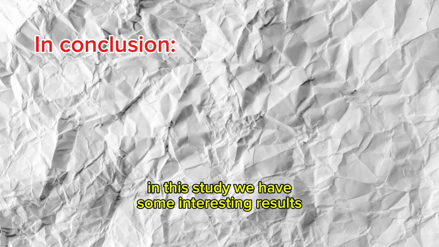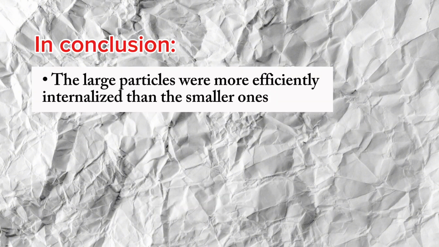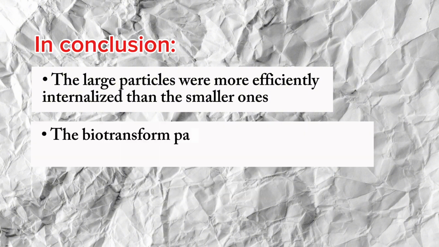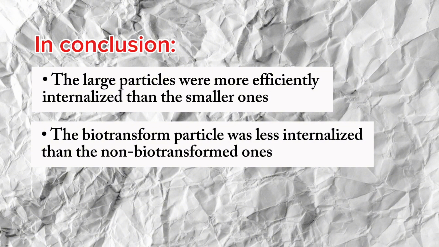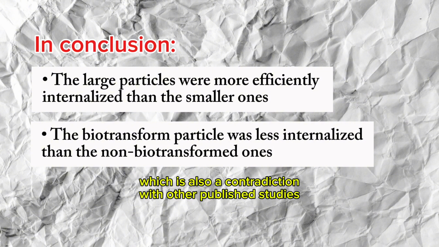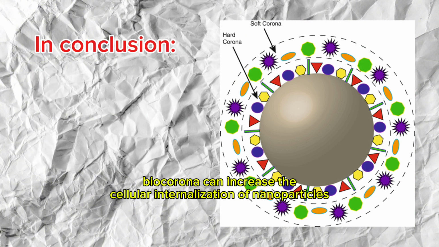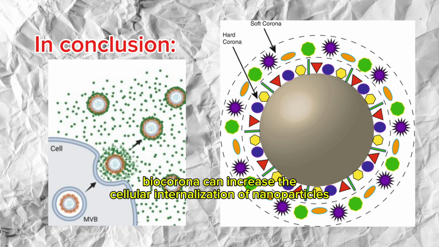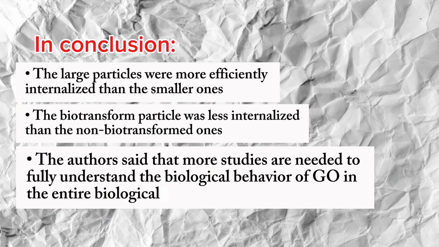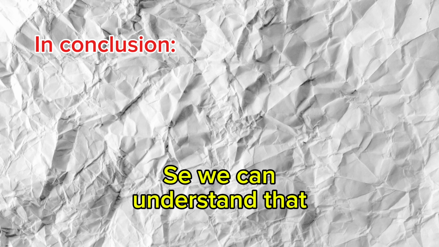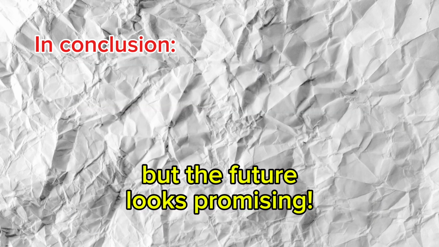So in conclusion, in this study, we have some interesting results. The large particles were more efficiently internalized than the smaller ones, which contradicts many published studies. Furthermore, the biotransformed part was less internalized than the non-biotransformed one, which is also a contradiction with other published studies, including mine. The main reason is that the biocorona can increase the cellular internalization of nanoparticles. The authors said that more studies are needed to fully understand the biological behavior of graphene oxide in the entire biological system. So we can understand that we still have a lot of work to do, but the future looks promising.